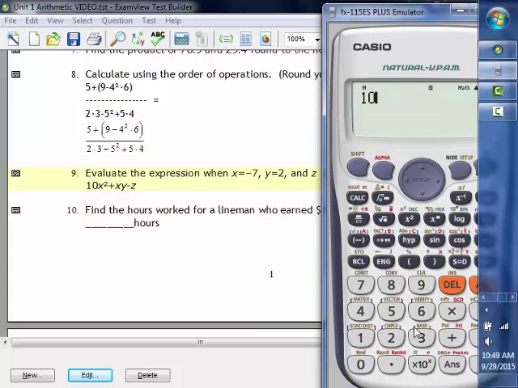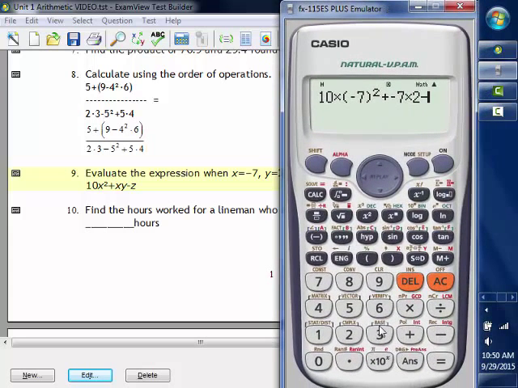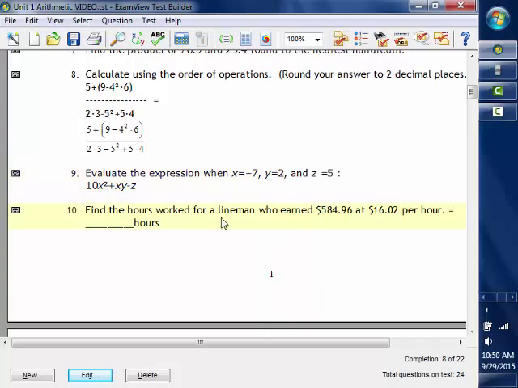The other way to do it is to just put it on your calculator the way it is. 10 times -7. So we're going to do -7 to the squared. Notice I had to put it in parentheses, otherwise it would have taken the opposite of 7 squared. I think this is where people go wrong if they don't use the algebra function on their calculator. Plus -7 times y, which is 2, minus, and then z is 5. And you still get the 471.